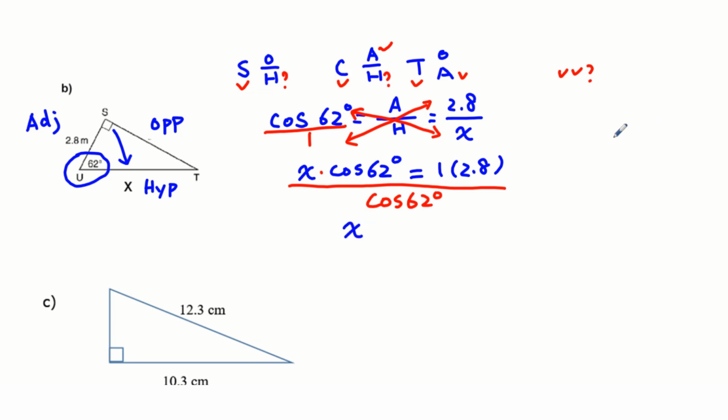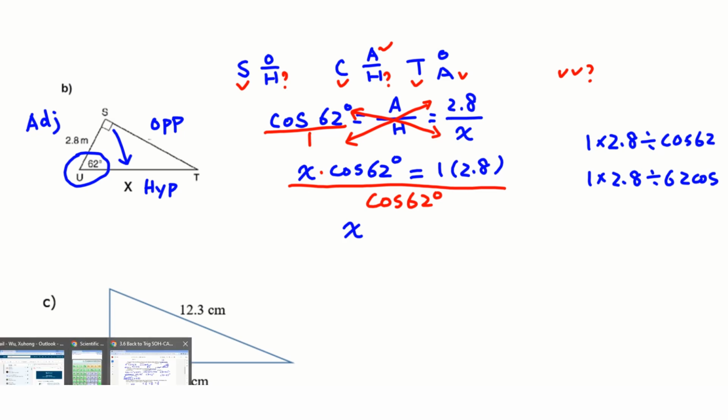And again, for a regular calculator, it's just 1 times 2.8 divided by cosine 62. And if it's a backward calculator, you are going to do 62 first, then cosine. Backward calculator will be divided by 62, then cosine. So you need to make sure you know what type of calculator you have.